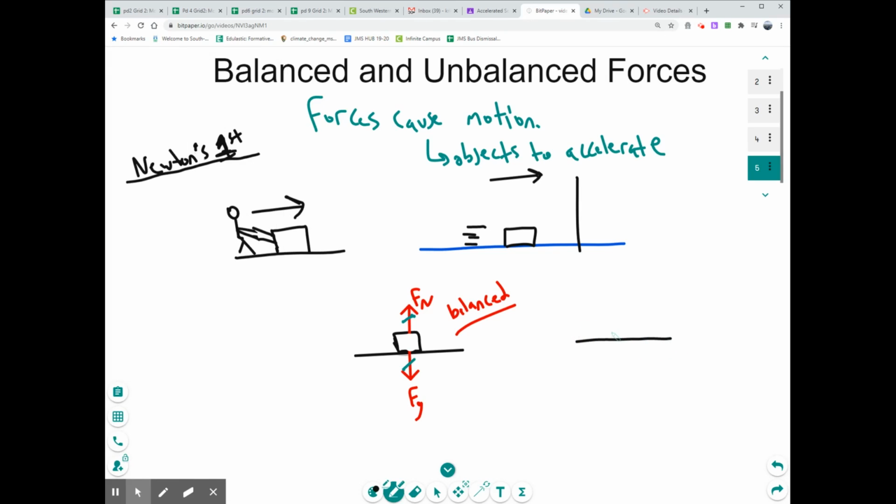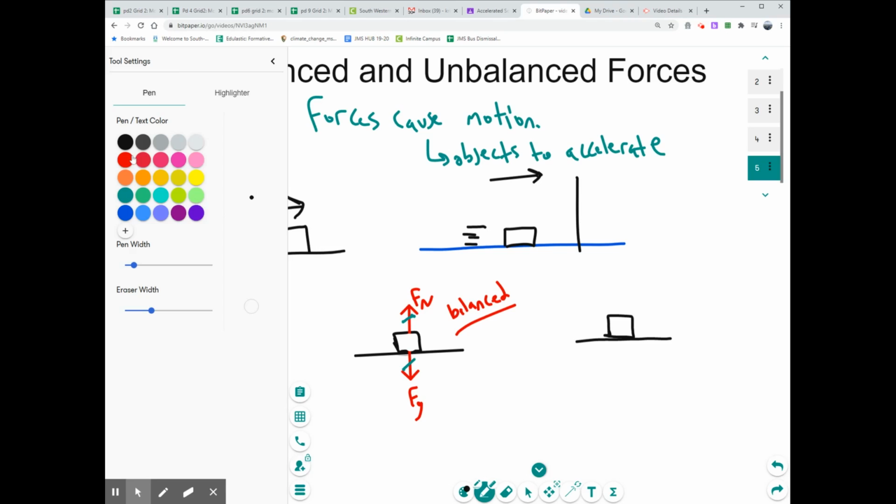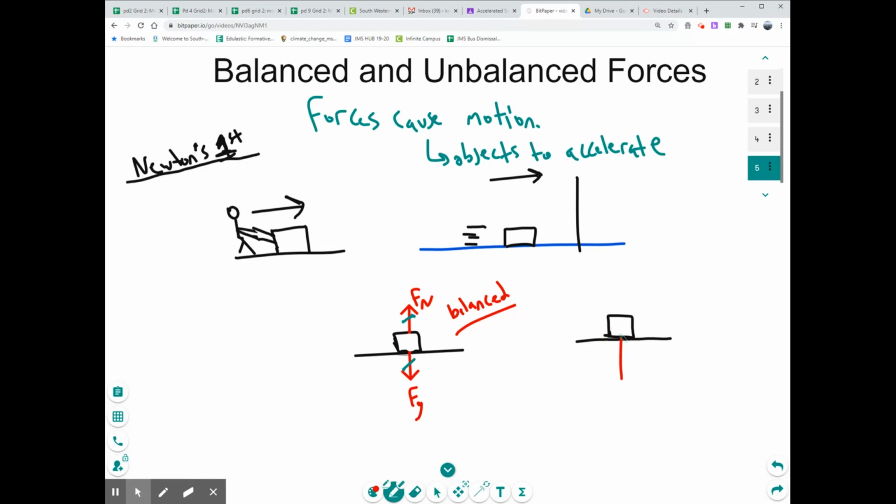And well, there's our ground, and here's our box. Okay, so we're going to put gravity down again. We're going to put normal force up. Oops, I forgot to put arrowheads on the end. Sorry. Gravity down, normal force up.